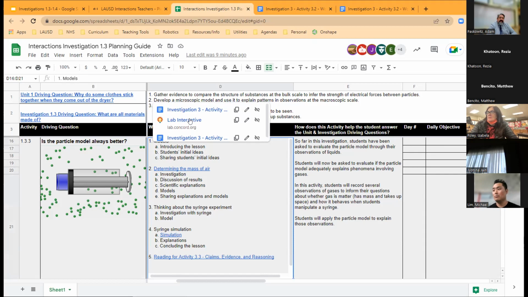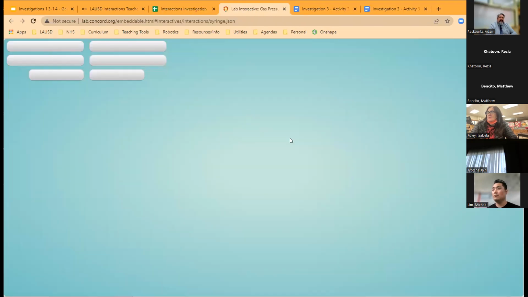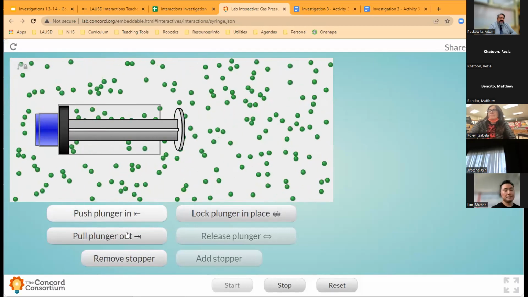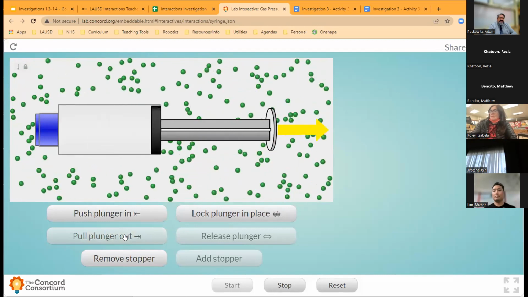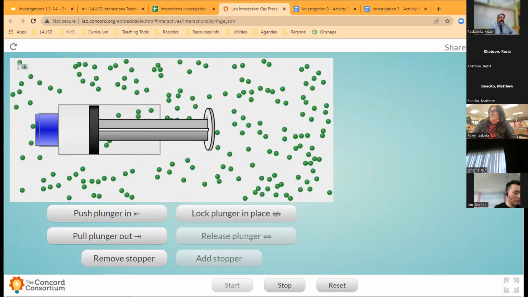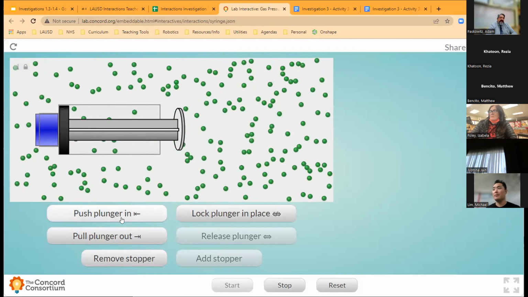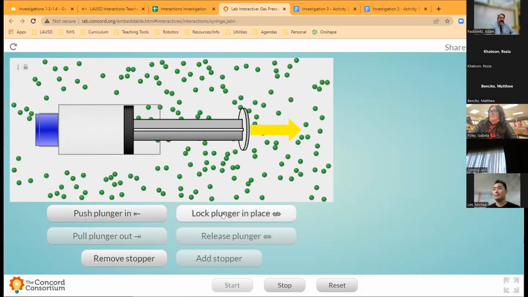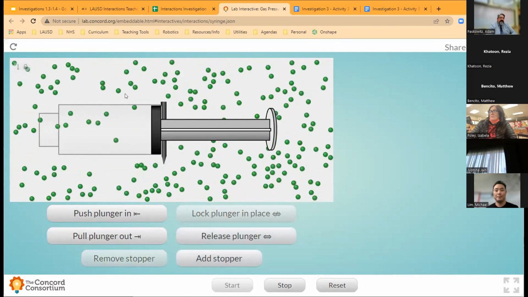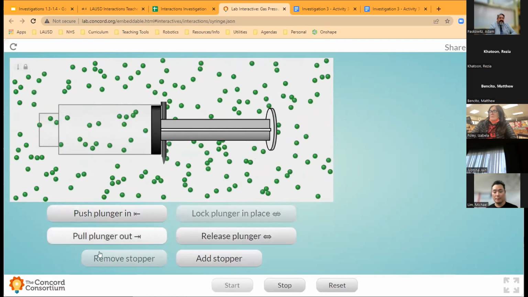In addition to the live lab, we also have a simulation that shows all of this happening. So after doing the live lab, then they can do the simulation. If they pull the plunger out while the syringe is capped, you can see that the air pressure on the outside pushes the plunger back in. And if you lock the plunger in place, the air will move into the syringe.